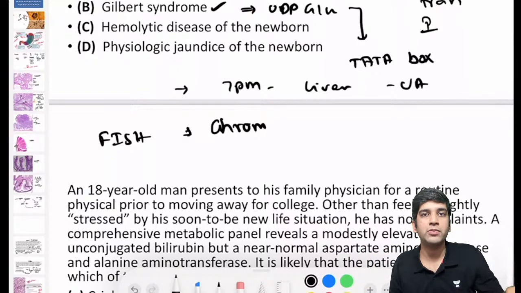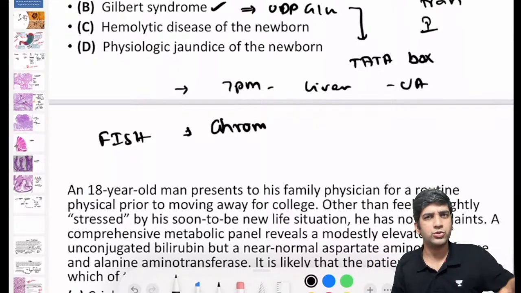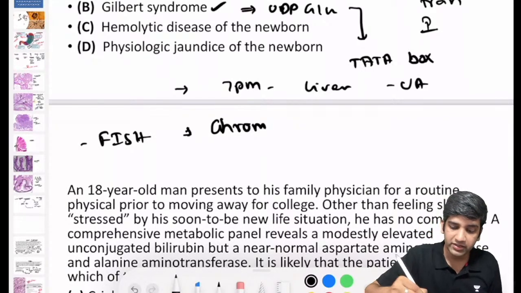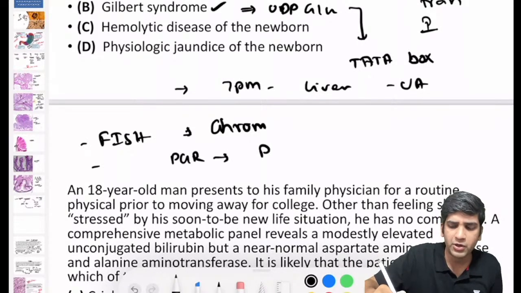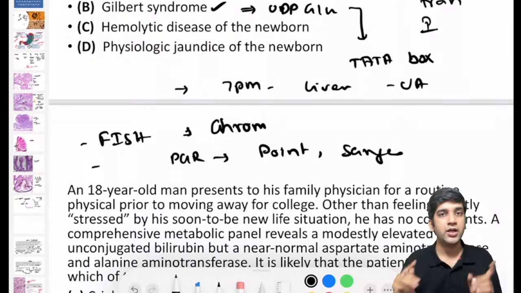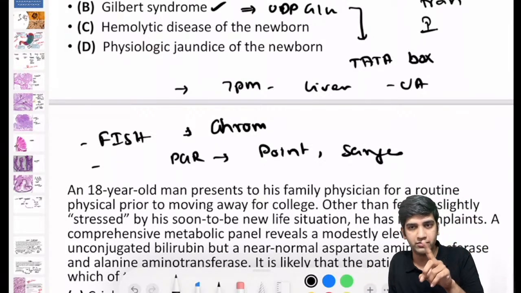Because in FISH, I use a fluorescent microscope, but still a normal microscope's power only. I cannot look at the gene level. But when you take a single base pair examination, my PCR can detect it. It can detect a point mutation, or I can do a Sanger, which can detect a point mutation, right?